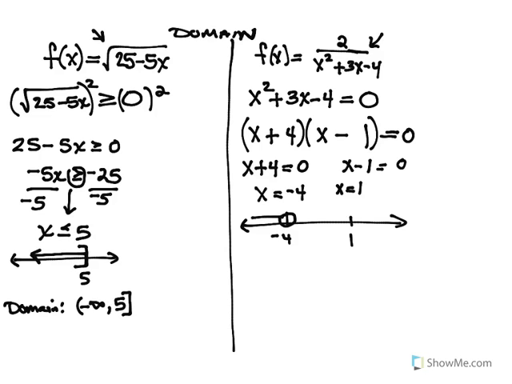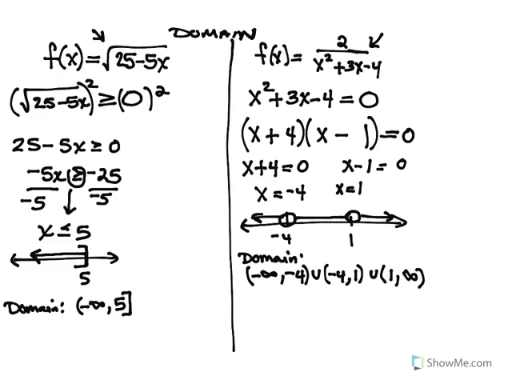I like to see it on the number line, because that way I know what I can include in my domain. So it's different from the square root. The square root function gives you the domain. When we do the rational, it's telling us what is not in the domain. So every other value for x on the real number line is going to be in this domain except negative 4 and 1. So in interval notation, that looks like negative infinity to negative 4, union with negative 4 to 1, union with 1 to infinity. And that is our domain for that rational function.